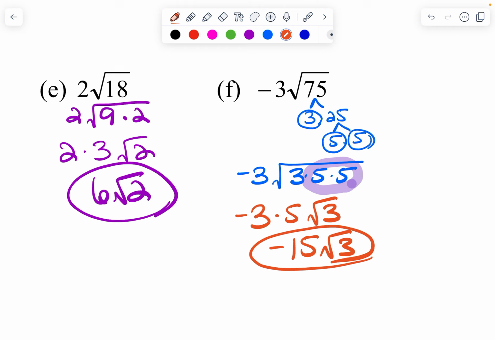All right, so a couple different methods to simplify radicals without turning them into decimals. These are simplified exact answers.